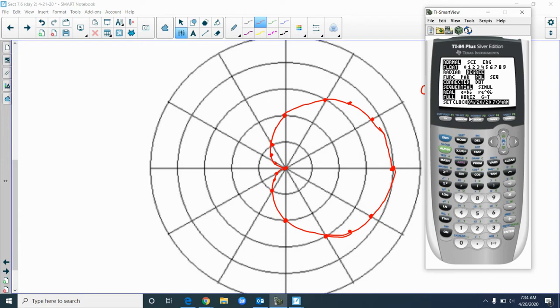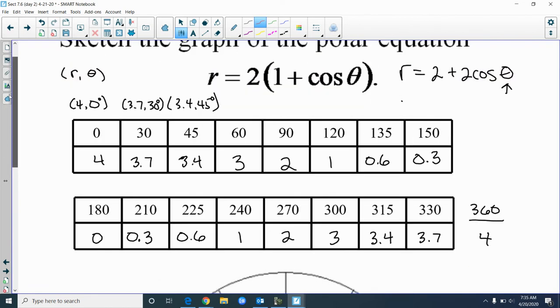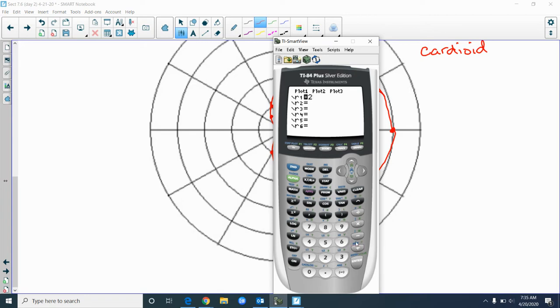Now go back to y equals. And it should say r equals, and you probably didn't have an equation in there. All right, it says r equals. And we can type in, what's my equation? 2 plus 2 cosine of theta. 2 plus 2 cosine theta. All right, I'm going to hit graph. And I don't know what's going to happen here, but I'm going to hit graph. That didn't turn out too bad.